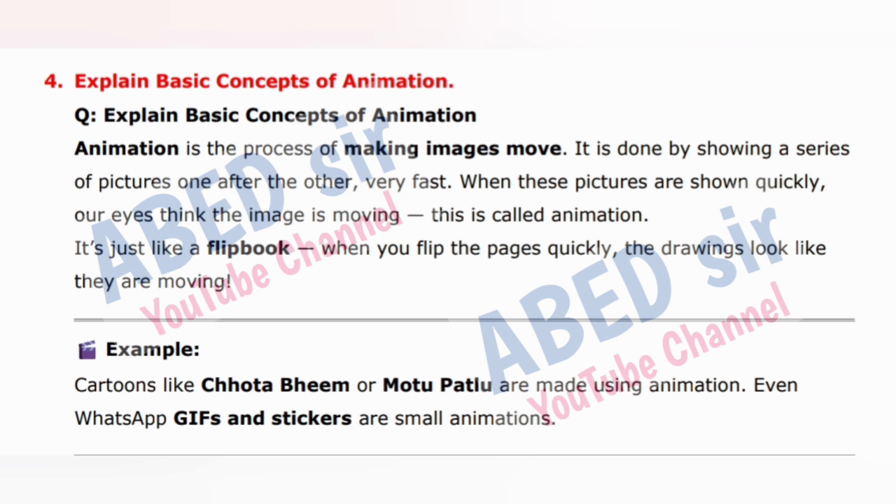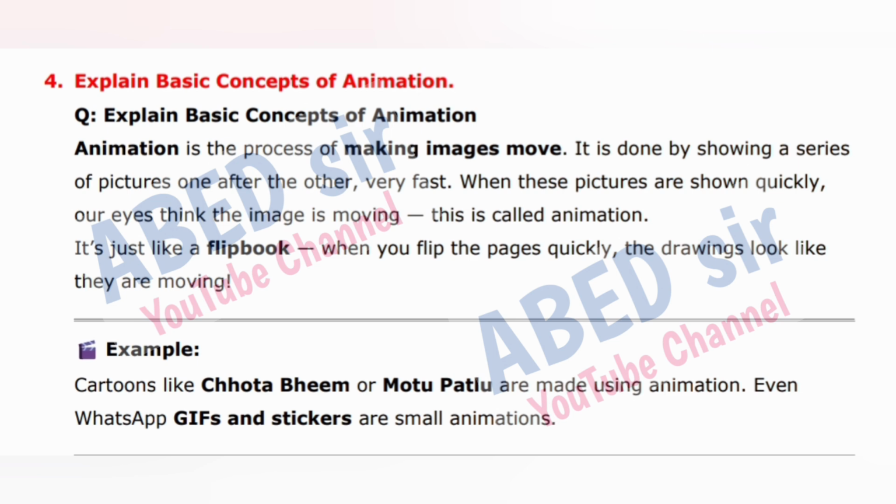Animation is the process of making images move. It is done by showing a series of pictures one after the other, very fast. When these pictures are shown quickly, our eyes think the image is moving. This is called animation. It's just like a flip book. When you flip the pages quickly, the drawings look like they are moving.